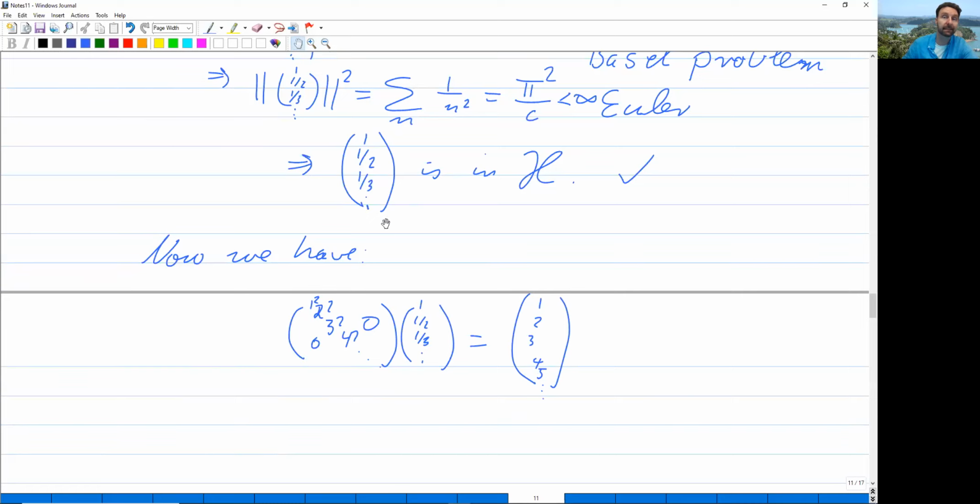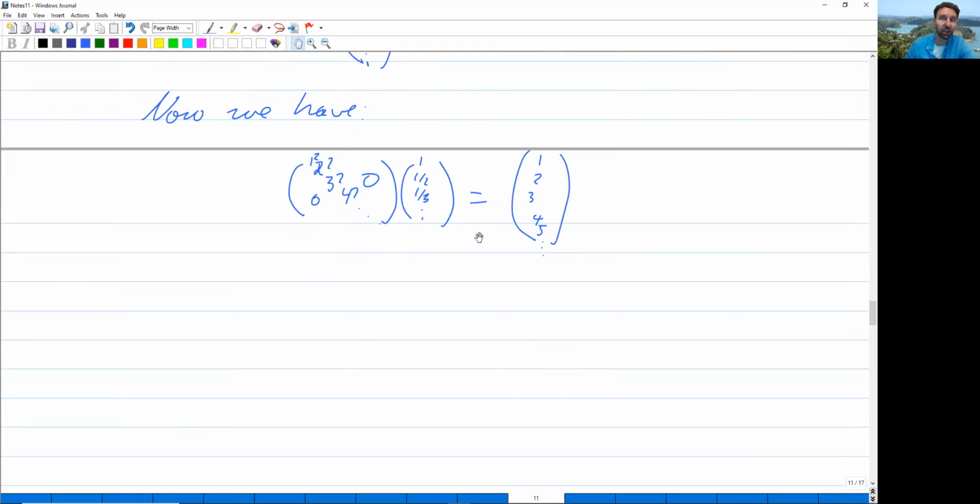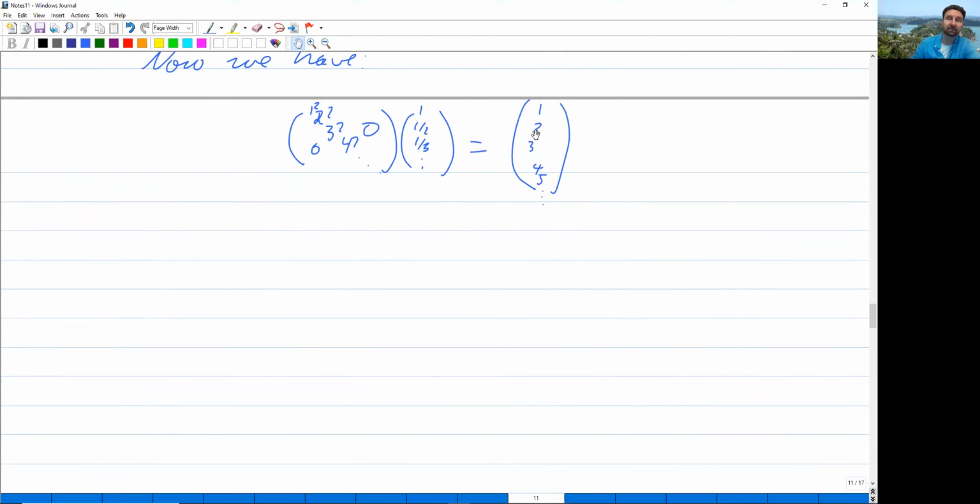Now, is this vector in the Hilbert space? No, it cannot be in the Hilbert space because this vector has what length? Well, let's call these coefficients phi n. Then the sum over n of all phi star n phi n is the sum over all n of n squared. Now that's definitely divergent. So we have a problem here.